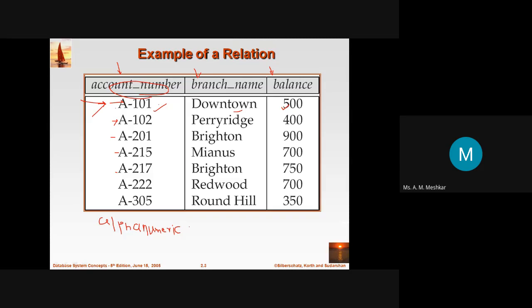Similarly, branch name का आप बता सकते हो domain क्या होगा? What is the domain of branch name? For the second attribute, what is the domain? Set of possible values for an attribute is known as domain. What is the domain of branch name? Answer. Yes.